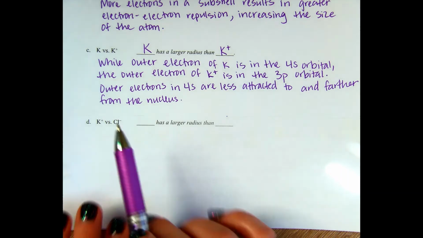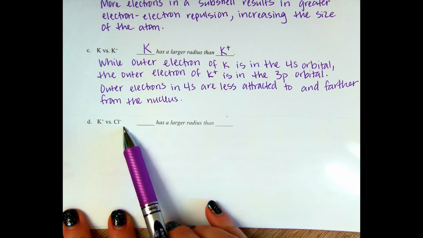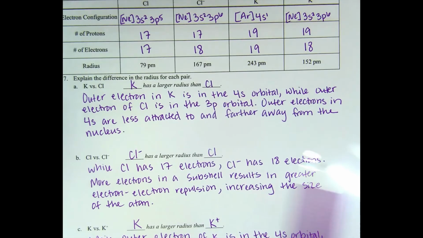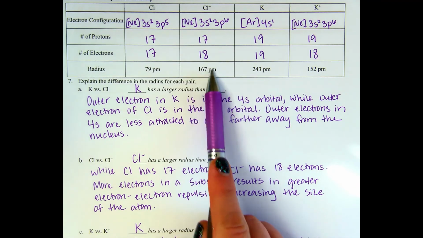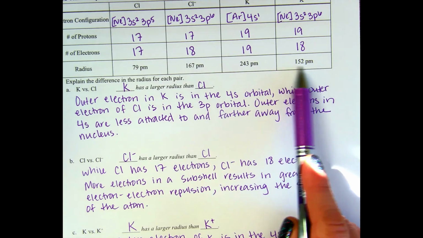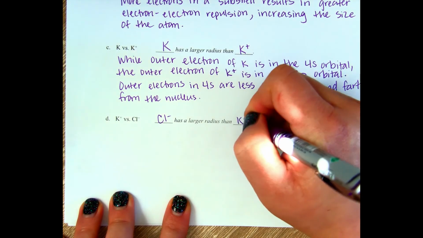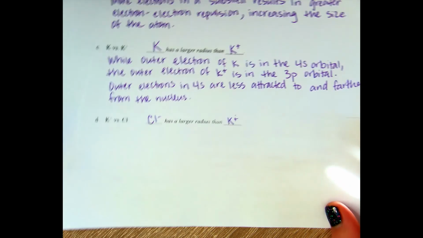Okay, now let's talk about part D. So we're going to compare the potassium ion K+ versus chloride. So let's go ahead and take a look at those radii. So chloride is 167, potassium is 152. So chloride is larger. So I guess the question there would be, why? So why is chloride larger than K+? Please pause the video, think about it, come back and check your work.